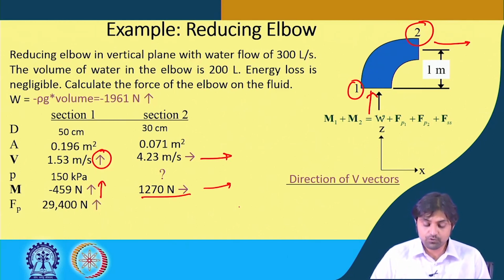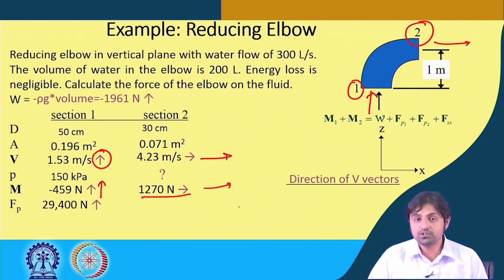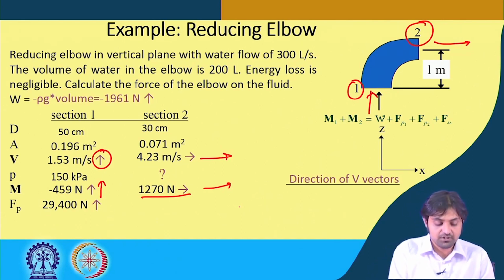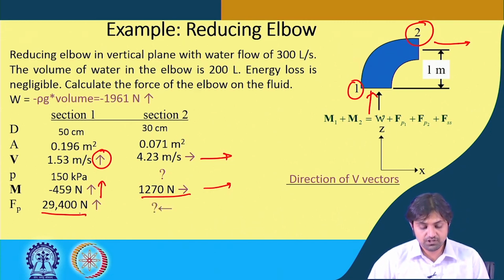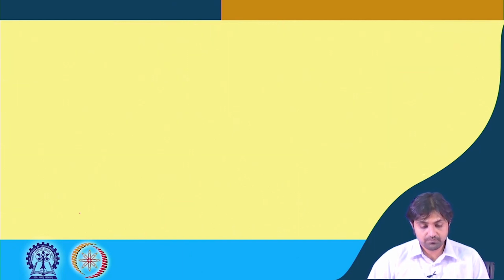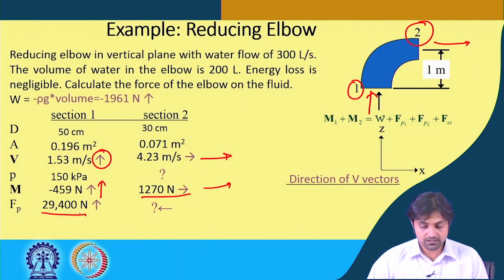29,400 Newton. We are going to see a more detailed problem in the upcoming slides, but the force due to the pressure is 29,400 Newton here. Now we have to find out the pressure force here. Okay, so that is the problem.